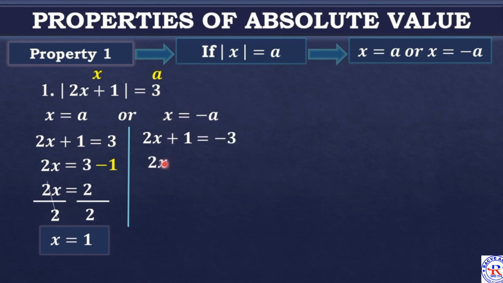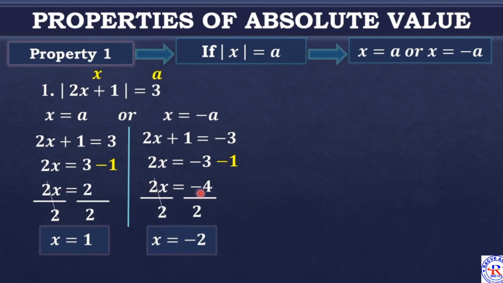So we now have 2x is equal to negative 3. Lipat natin ito, magiging minus 1. Kasi isama natin siya dun sa kapwa niya constant. So negative 1. So 2x is equal to negative 4. Divide both sides by 2. So we have, this will be cancelled. And then x is negative 4 divided by 2, that is negative 2.